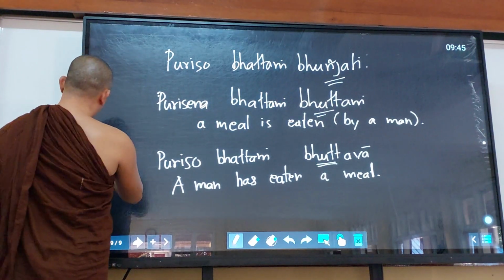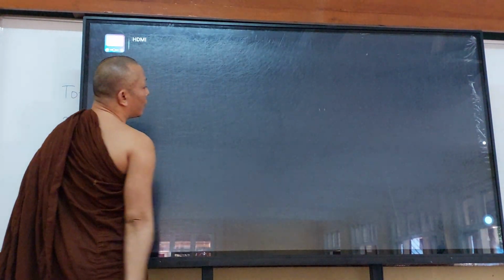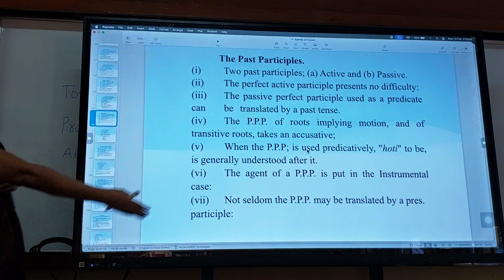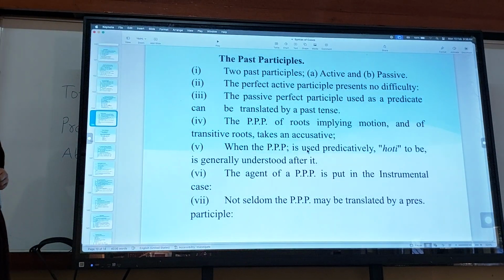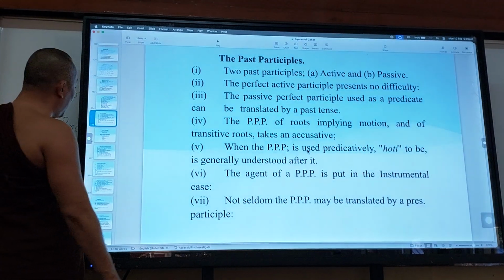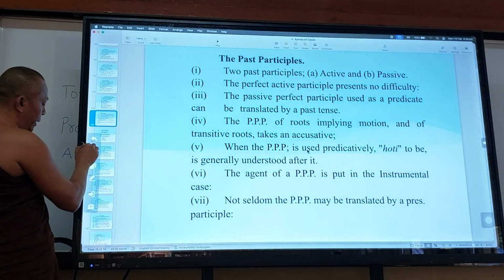And then we are using that past participle here, maybe passive perfect participle, just the passive participle. That past participle passive can be used as a predicate, and can be translated by the past tense. That one was already explained in Pali Made Easy, but I record it here.